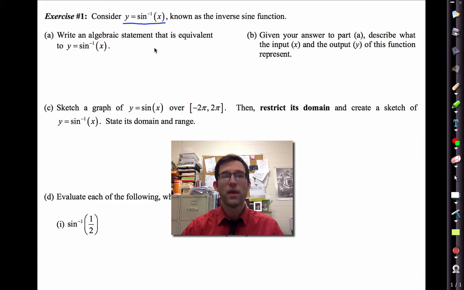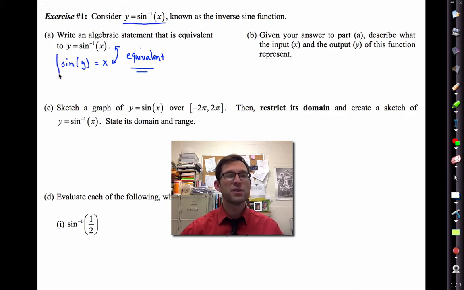What I'd like you to do is pause the video right now and see if you can write an equation down that is identical to this but doesn't contain the inverse sine function. Pause the video now and see what you can do. Well, if you understand inverses, then what you'll know is that this equation and this equation are more or less equivalent. I have to say more or less equivalent, and we'll get into why that is eventually. But these things say the same thing, sine of y equals x.